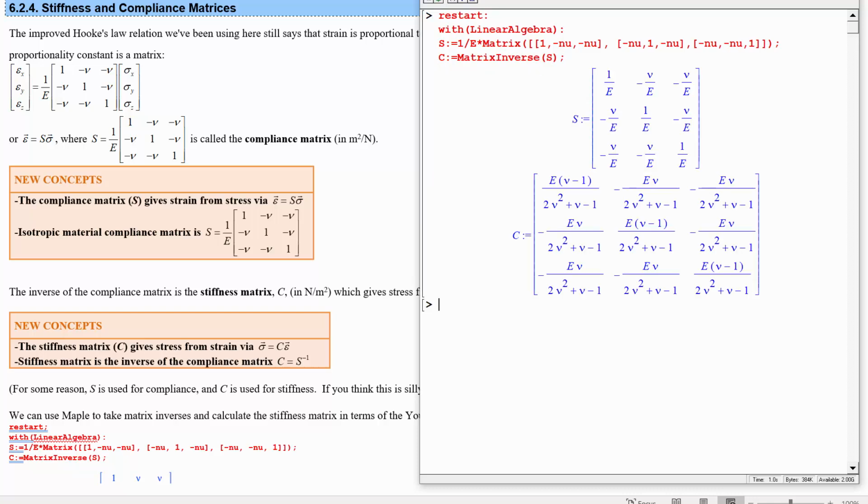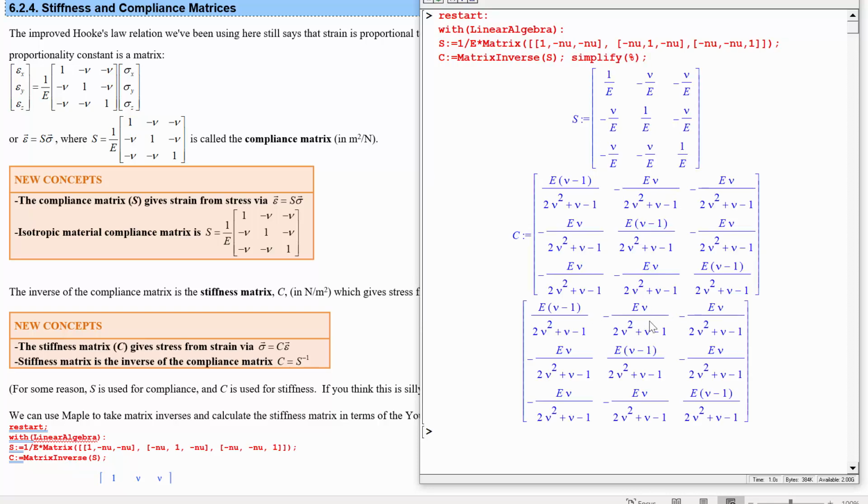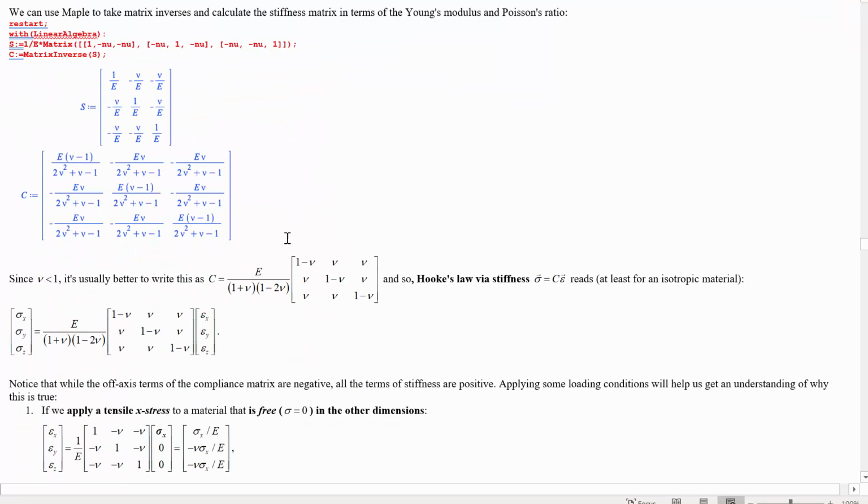Like that. Great. Okay, so there's our C. And let's see if we can write this in a different form. Simplify mod. Not really. We can take some terms out of it. Like we could decide to factor some stuff out of that. It is possible to simplify out in front this thing, E over 1 minus nu times 1 minus 2 nu.